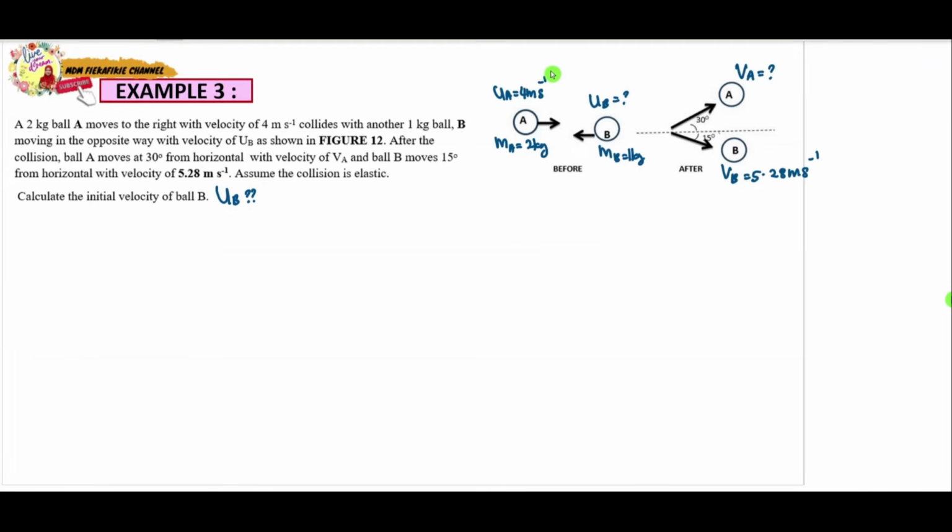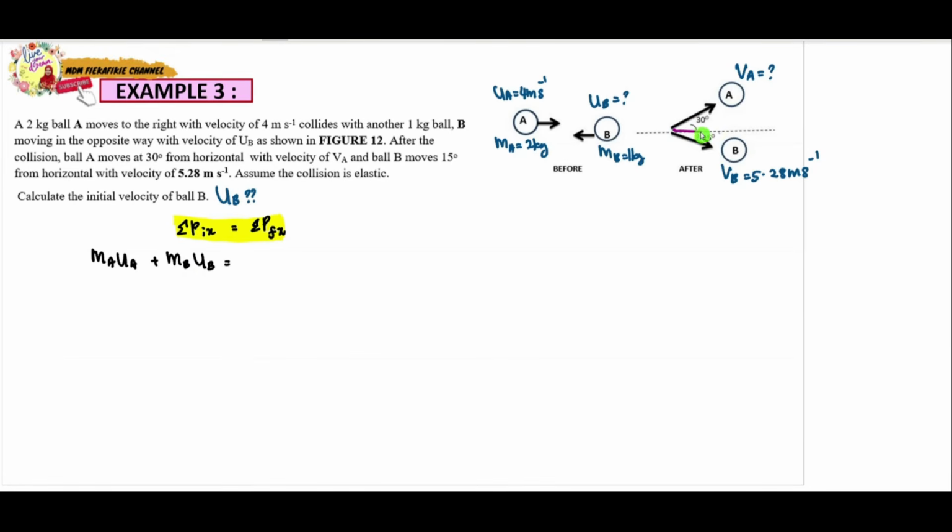Okay. So this is a 2D collision. So make sure you do the calculation of X and Y components separately. Okay. So total momentum initial X equal to total momentum final X. So I will start the calculation with X component as usual. Okay. So now initially both object A and B are moving in X component. So kita akan ada MA UA plus MB UB equal to, and after collision look at here.